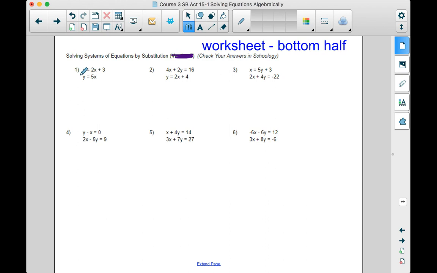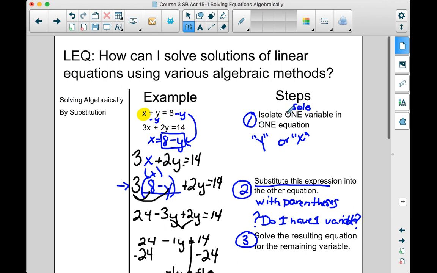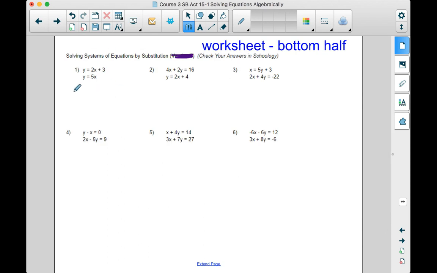Let's not forget what we did yesterday. You notice here that both variables are isolated. You can use either step, but for this substitution method, you only have to isolate one variable. The easier method here is to set them as equal, y equals y, because you have the same variable isolated. So you could just do 2x plus 3 equals 5x. Then you can go ahead and solve for x.